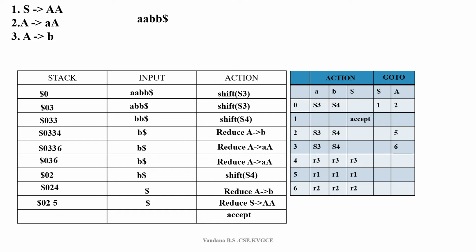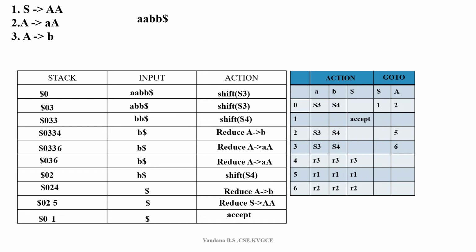S derives AA. Now how many symbols are in the right hand side? Two symbols, so pop two symbols from the stack. What is left? 0. Now 0 on capital S is 1. Now 1 on dollar. What is 1 on dollar? It is accept. Clear? See, this is quite difficult, right?